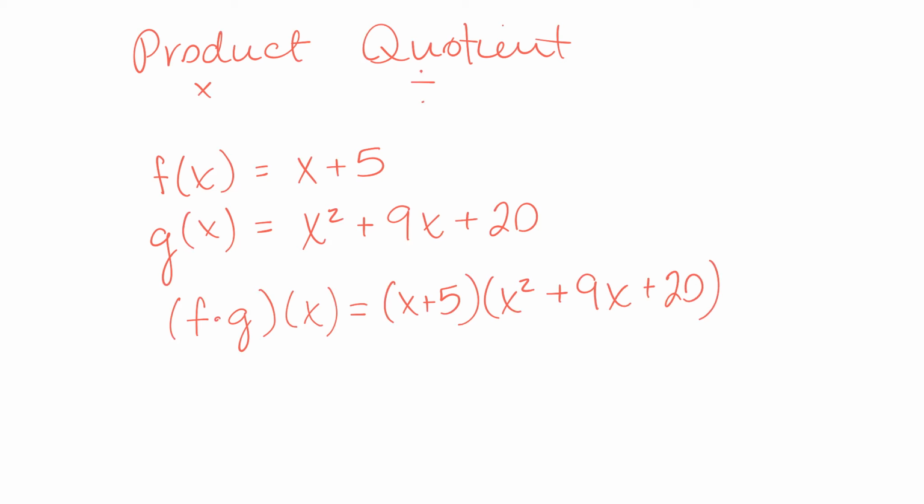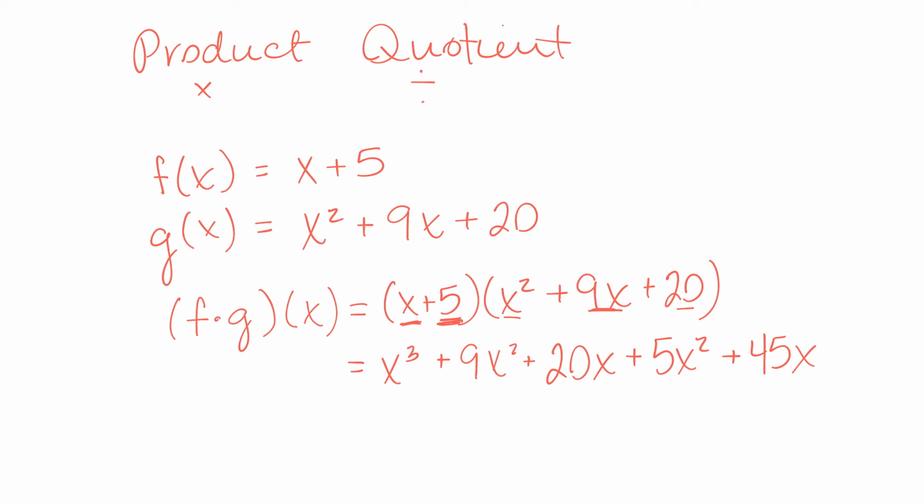Now you're going to have to distribute here. So we're going to have x times x squared is x cubed, and x times 9x is 9x squared, and x times 20 is 20x. Now deal with your 5. 5 times x squared is 5x squared. 5 times 9x is 45x, and 5 times 20 is 100.